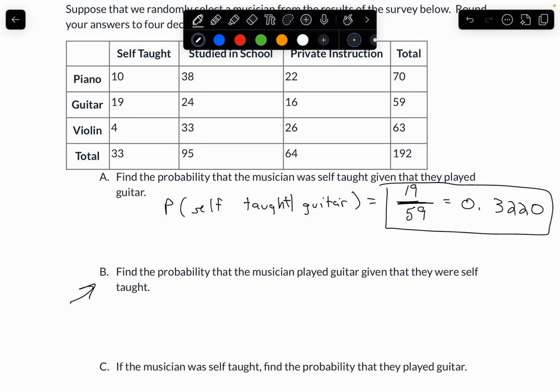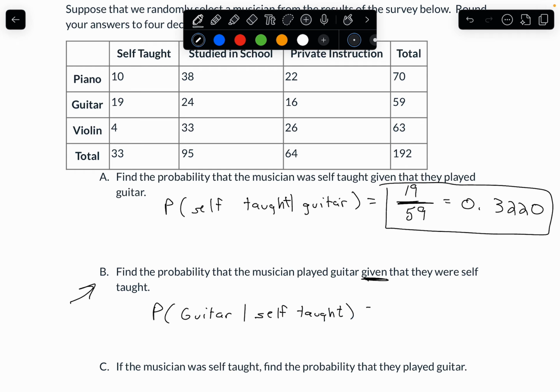Part B says, find the probability that the musician played guitar given that they were self-taught. Now, if I look at this, I've kind of taken that and I've reversed it. I still see that word given right here, which is really helpful. I want to find the probability that they play guitar given that they were self-taught.